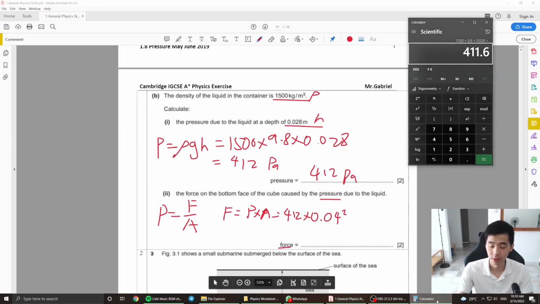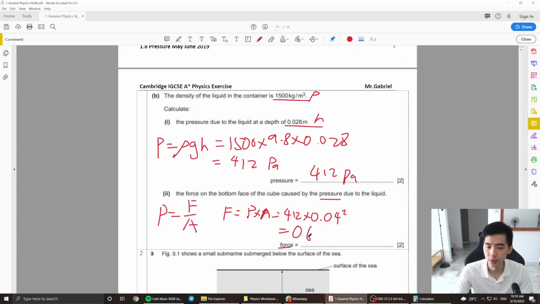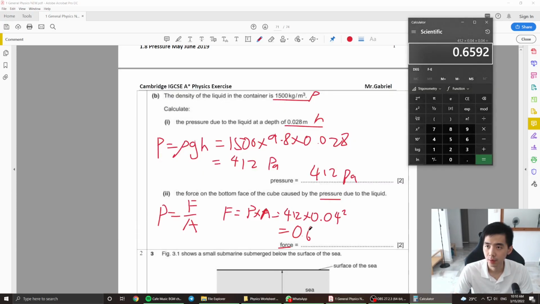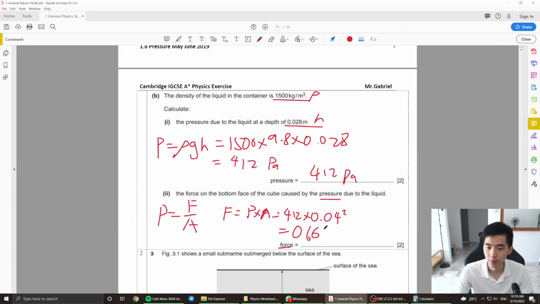Press that in the calculator again. 412 multiplied by 0.04 multiplied by 0.04. You'll get a force of 0.66 newtons. You're going to get 0.66 newtons here. Okay, 0.66 newtons here.